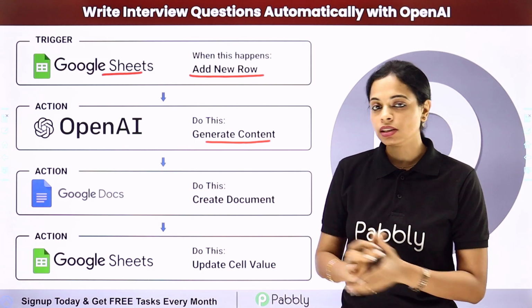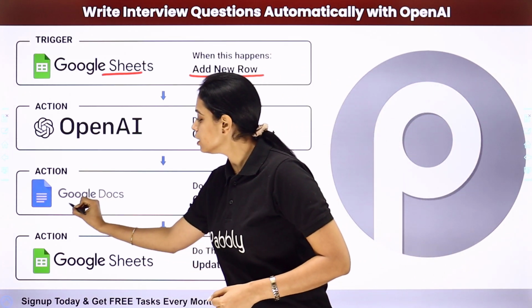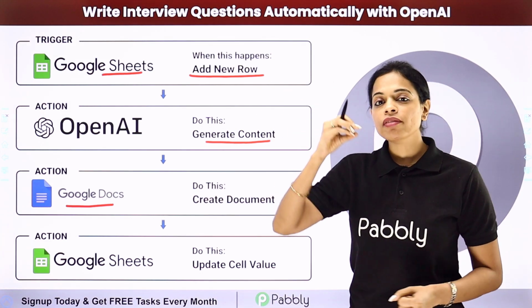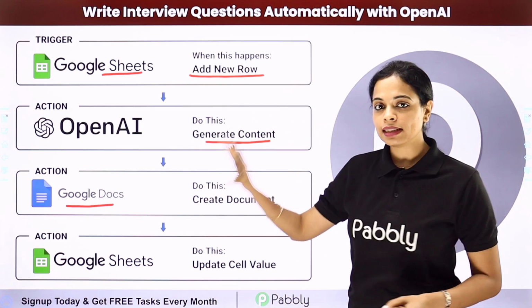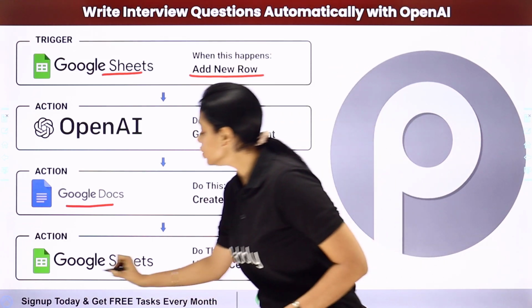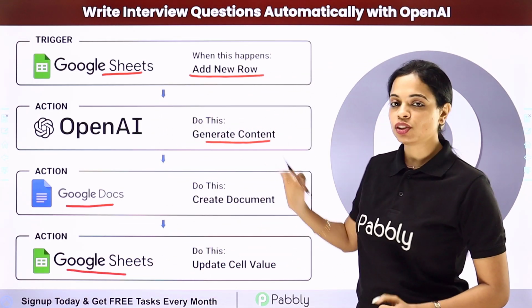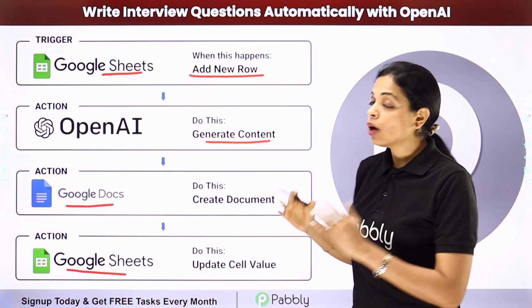You have generated these interview questions, then you have created a document which is in the name of the job title, and then you have appended this content in that document, and finally you have updated the Google Sheet with the link of the document that you have created. Now, how can you do this?